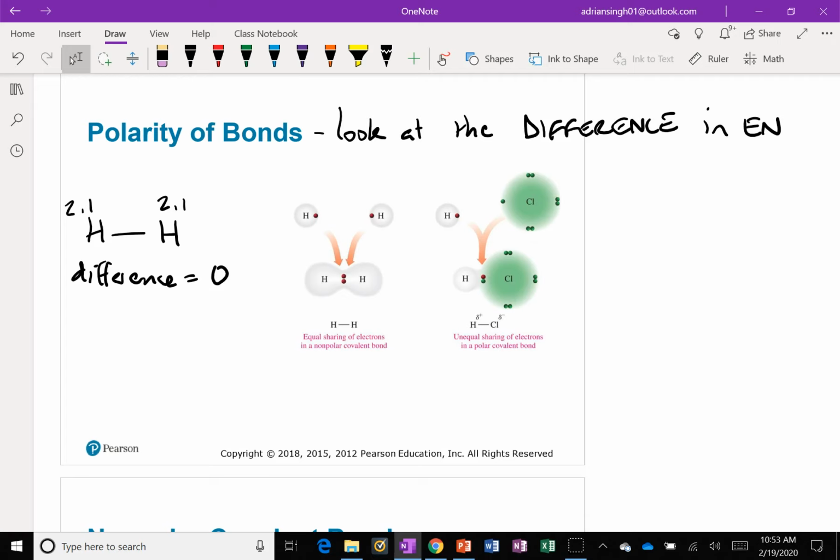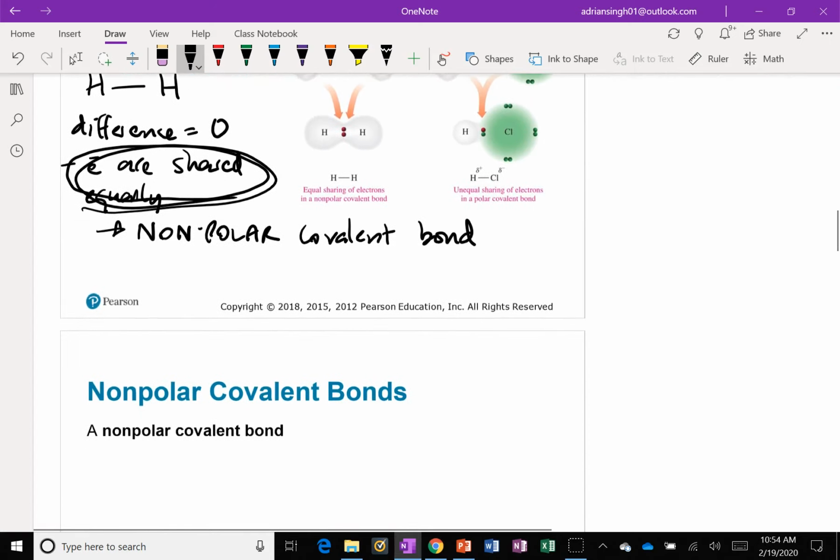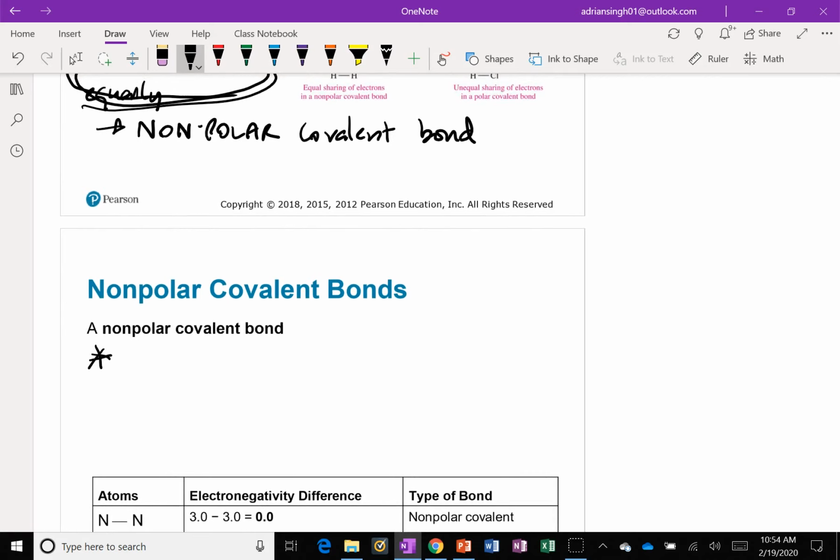That means the electrons are shared equally. So this bond is called a non-polar covalent bond. In a non-polar covalent bond, our electrons are shared equally. We can calculate that when there's a small difference in electronegativity between the atoms that are sharing those electrons. The range that we're going to use here is anywhere between 0 to 0.4.